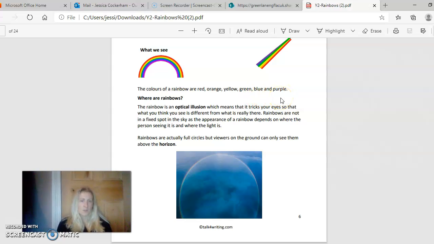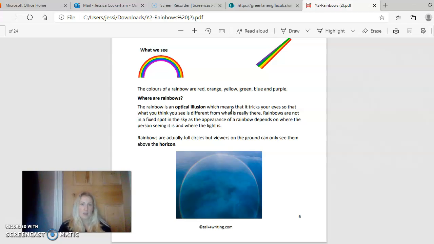Where are rainbows? The rainbow is an optical illusion, which means that it tricks your eyes so that what you think you see is different from what is really there. That's amazing, isn't it? It tricks your eyes so you're seeing something that isn't really there, and it's to do with how the raindrops and what angle they're on when the sun is shining. That's why people say sometimes when it's sunny and raining, oh, we might see a rainbow. And it's because you need the sunlight and the raindrops to be able to have that optical illusion.